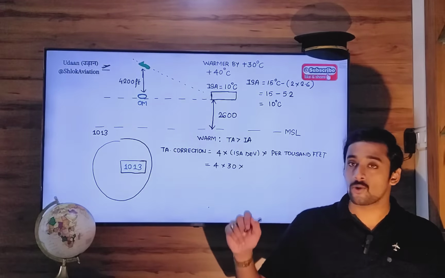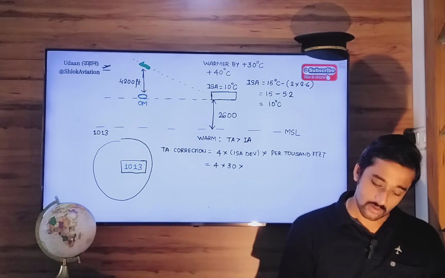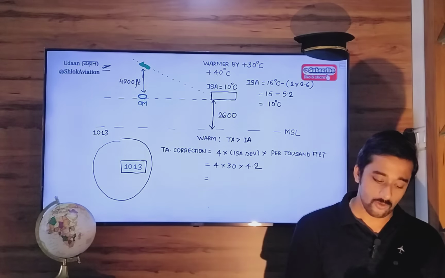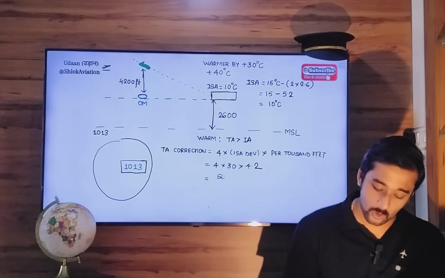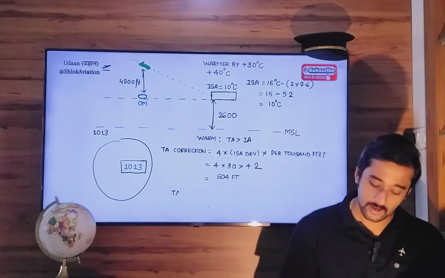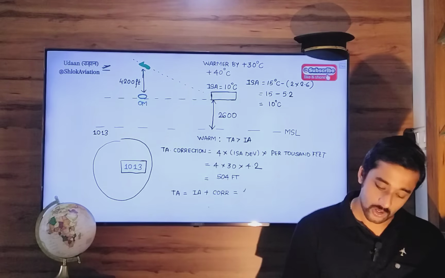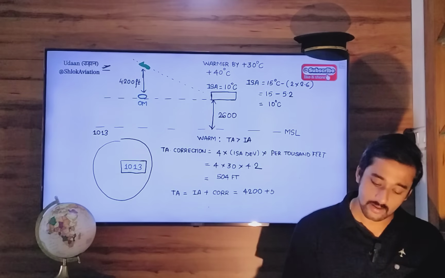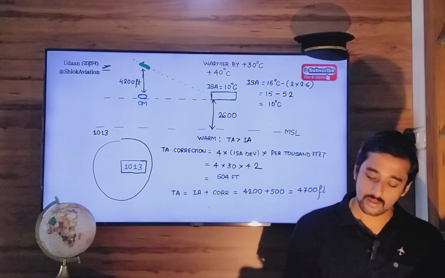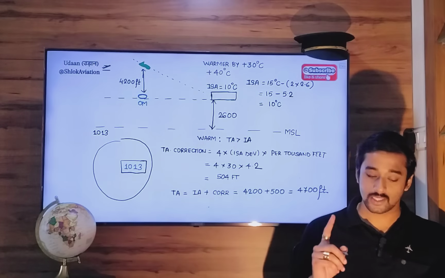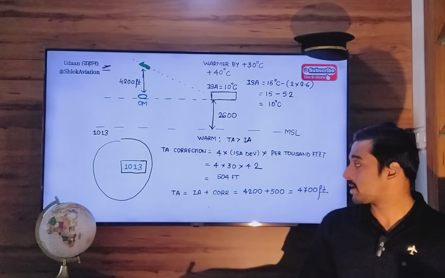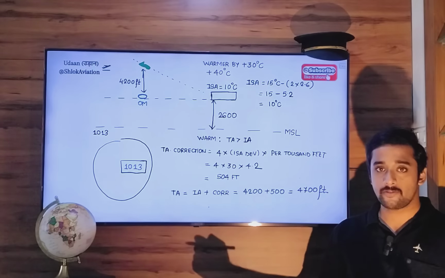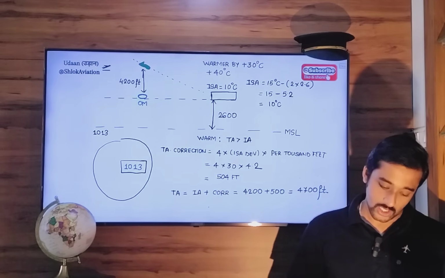So you are currently flying at 4,200 feet, so 4.2 thousand. So 4 into 30 into 4.2 is equal to 504 feet. So that means the true altitude of your aircraft is the indicated altitude plus this correction factor: 4,200 plus 500 approximately. So you're actually flying at 4,700 feet, but the altimeter is indicating that you are flying at 4,200 feet. Okay. So next, question 42.